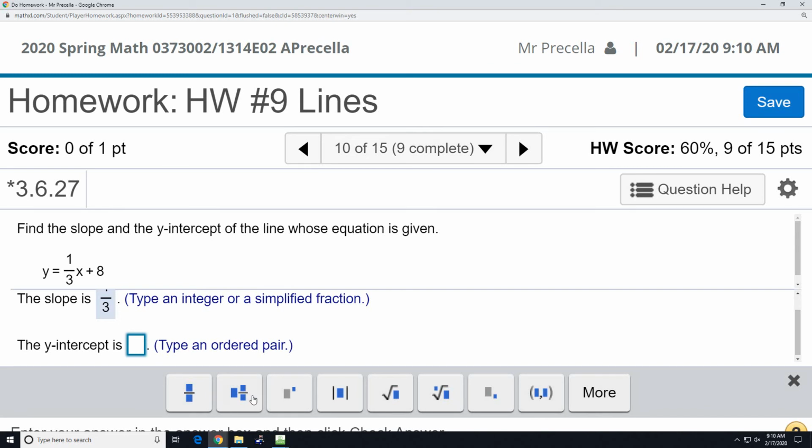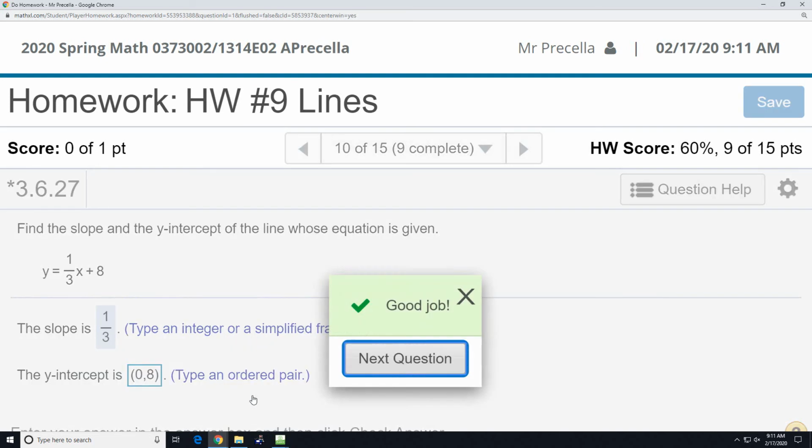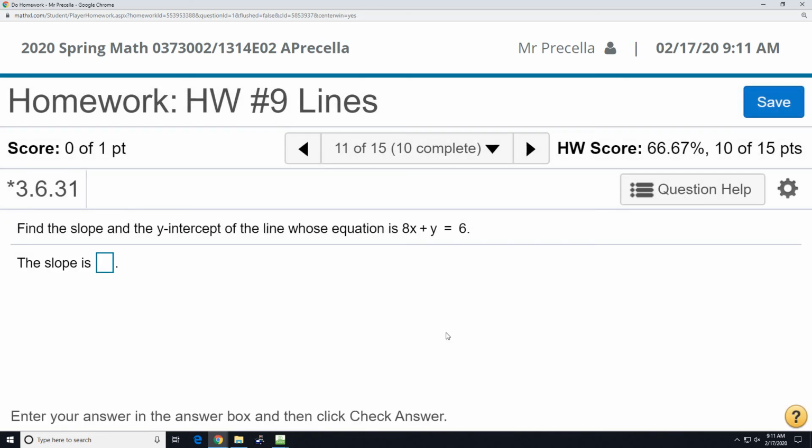Oh, I'm going to type it in. You think I can, Tony? 0, 8. When you're typing stuff in with MyMathLab, never hit a space key, never use capital letters. And it's got to get harder, right?